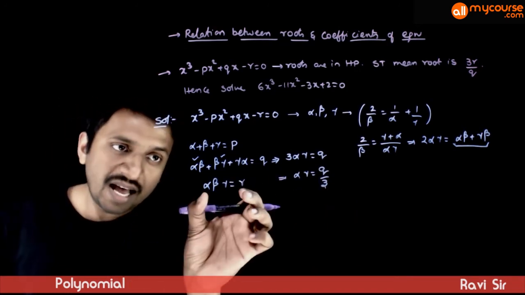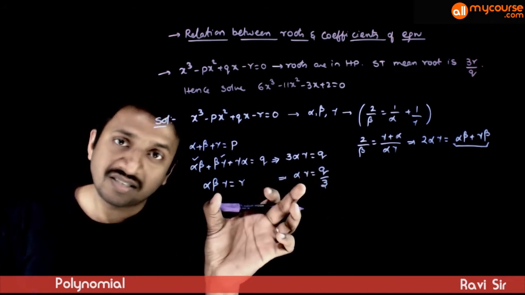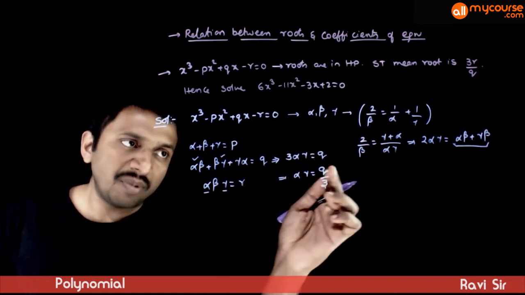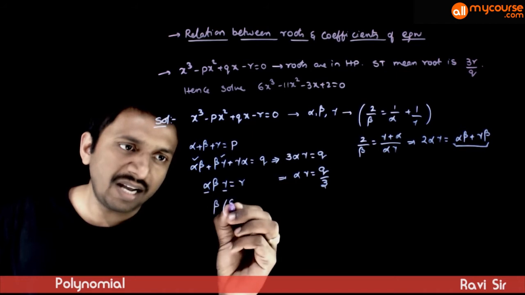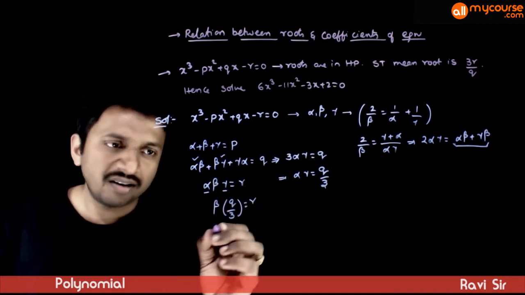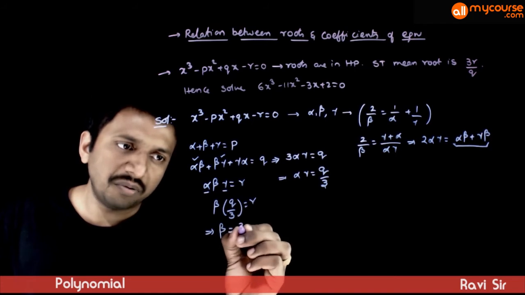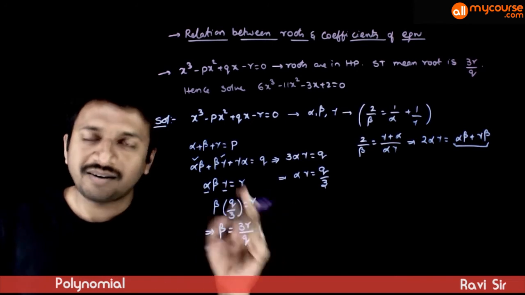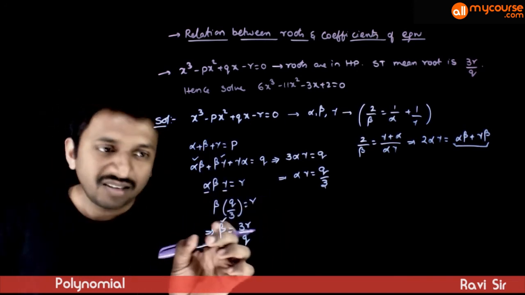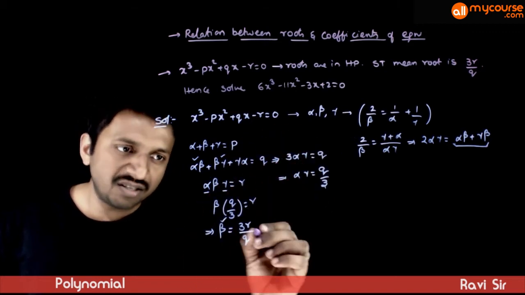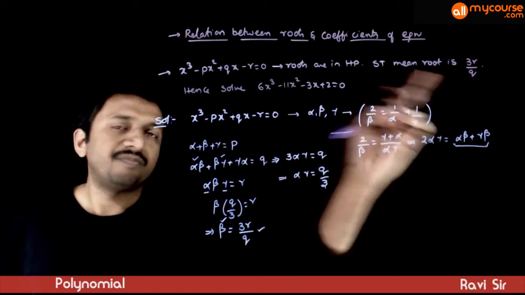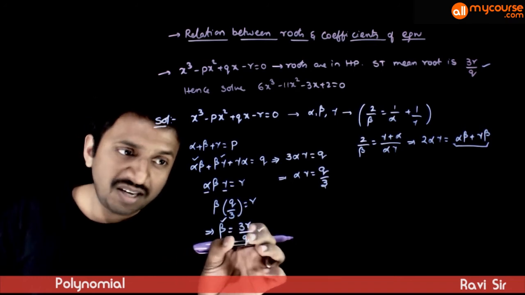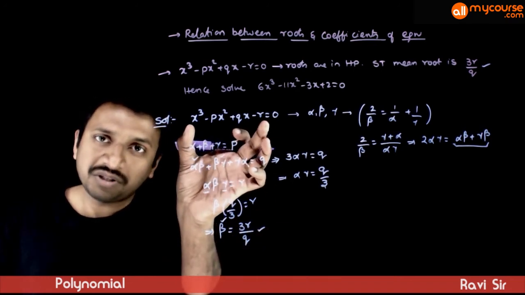Now, I have this relation, I have this relation. Let us see these two relations and get some simplifications out of this. Alpha into gamma is Q by 3. This implies beta times Q by 3 is equal to R. This implies beta is equal to 3R by Q. Beta is equal to 3 into R by Q, where beta is the mean root, that is the root in between, and this is found out to be 3R by Q. So this is proved.